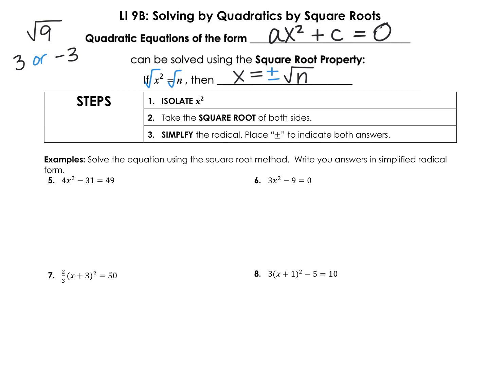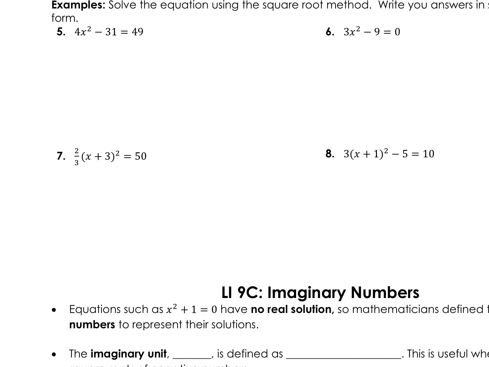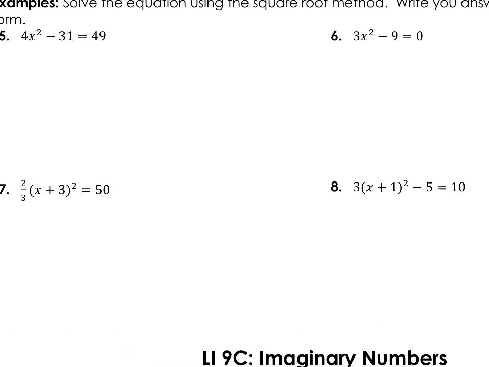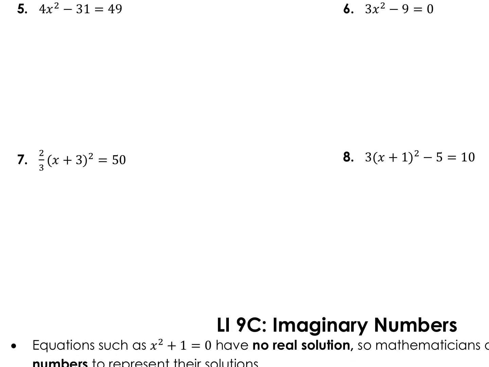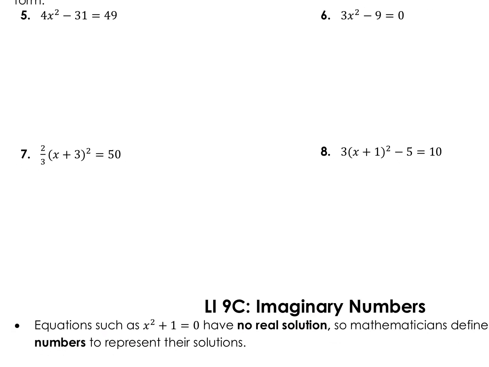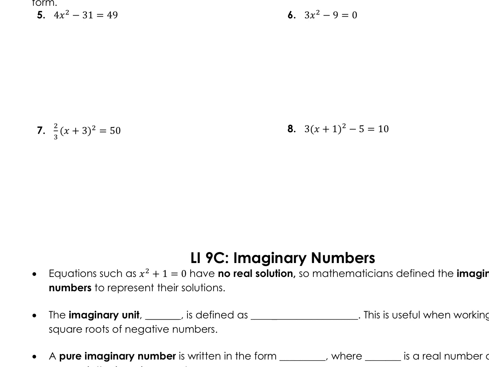Okay, steps to do this. You're going to isolate the squared term, so whether it's x squared or parentheses squared, whatever. Take the square root of both sides and then simplify the radical. We're only doing 4. Not going to take us that long. All right. So look here at number 5. I feel like this is weird. Okay, we're going to make sure all of our answers are in simplest radical form.